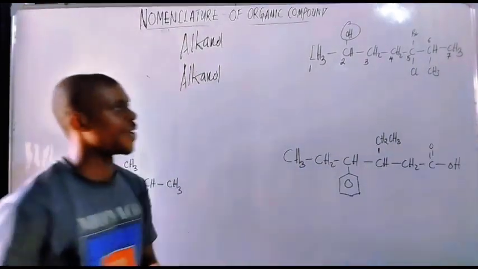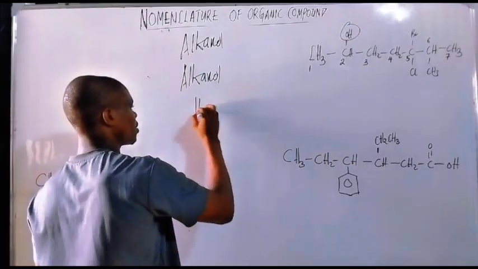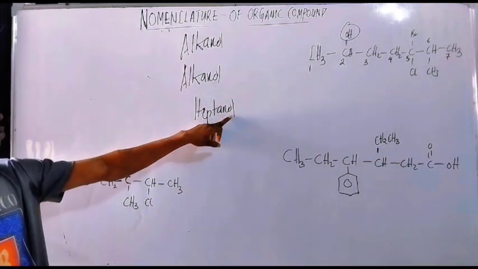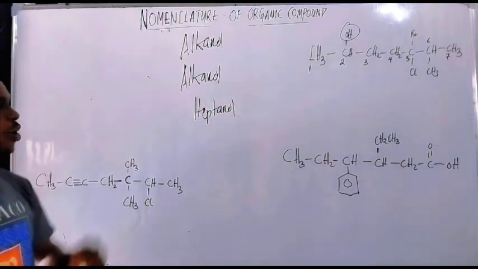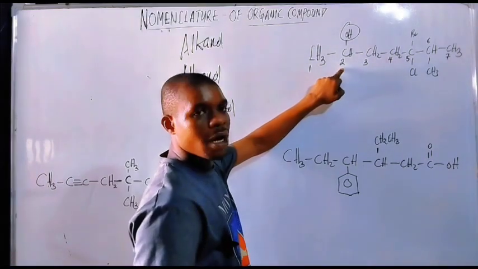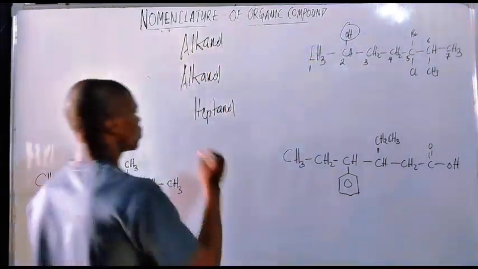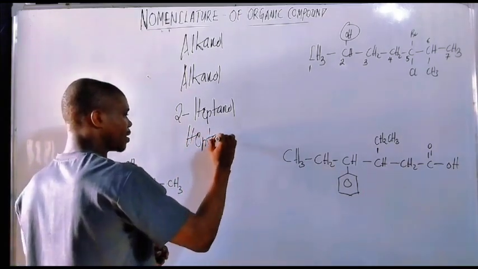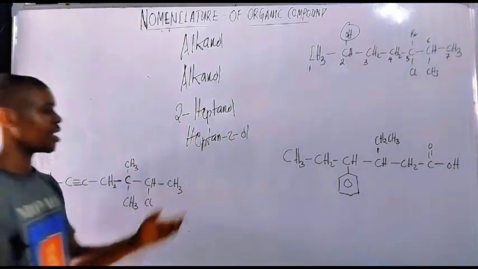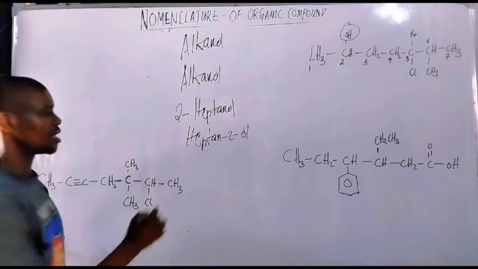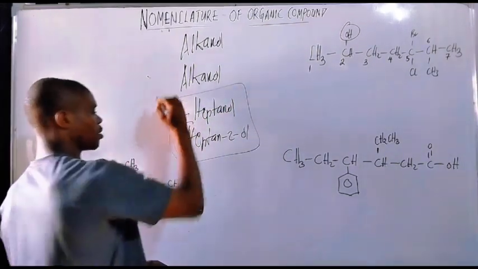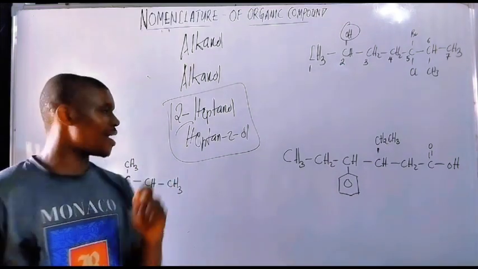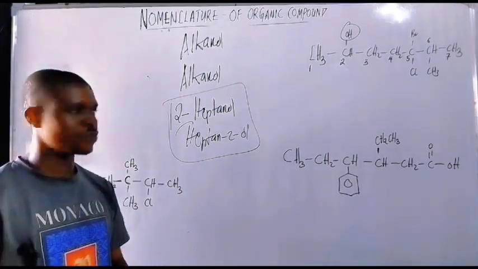So now let's get the parent name first. It's going to be heptanol. Can you see that? So the OH that comes at carbon 2 will be 2-heptanol, or you can say heptan-2-ol. If you use any of them, you are correct: 2-heptanol or heptan-2-ol, any one, right?